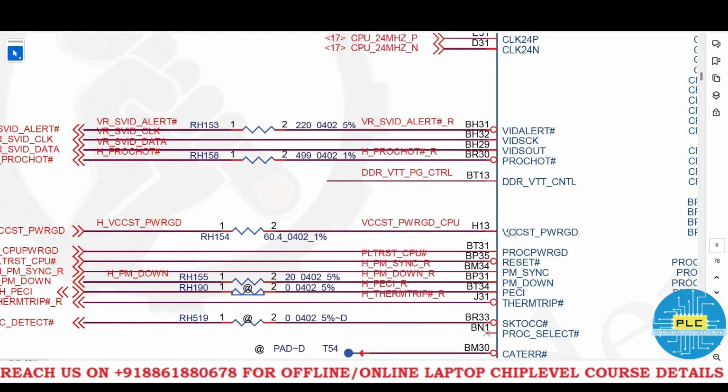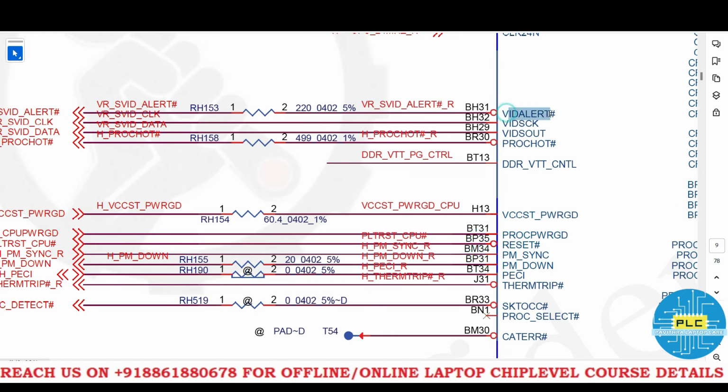Next, VCCST power good. The same kind of power good also. When the VCCST and the VDDQ, these both voltages, are stable, then this particular signal will generate for access to the processor. Another main important signal is processor detect. It's a pull down directly with 0 ohms from the processor package to the ground. This main signal indicates the processor is present.